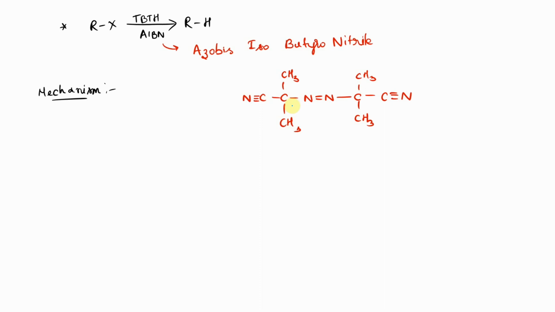The mechanism of this reaction takes place through a free radical formation. So the bond between the carbon and the azo nitrile group breaks down to form two carbon free radicals of the type C dot CH3, C triple bond N, along with the loss of a nitrogen molecule.